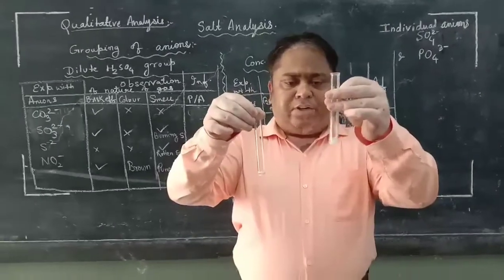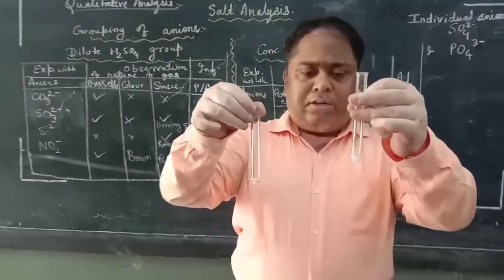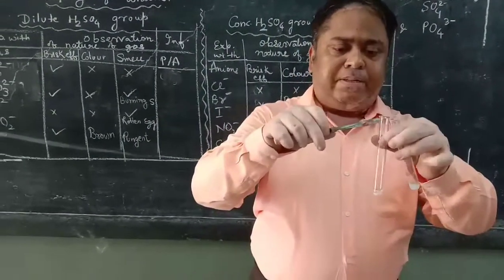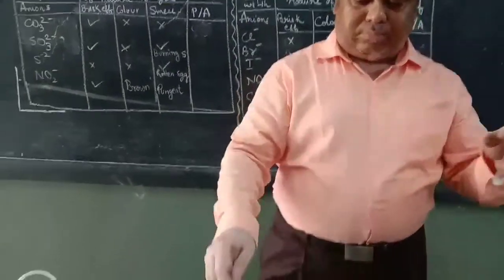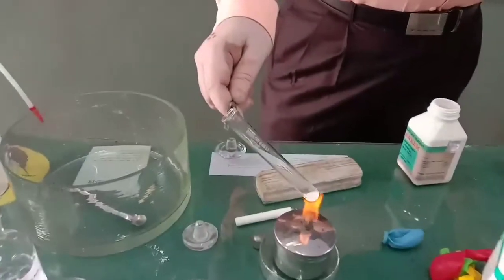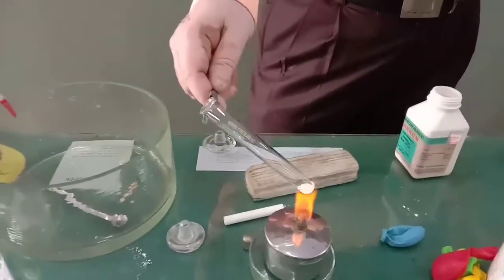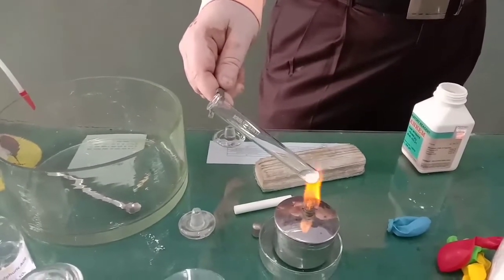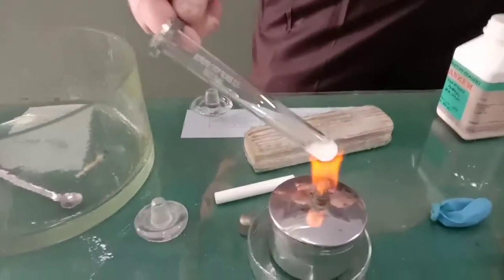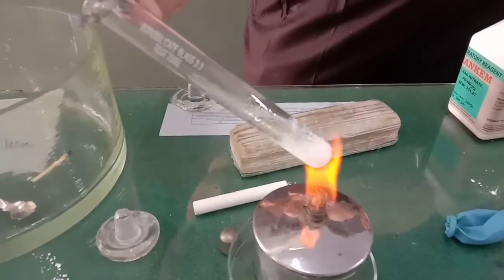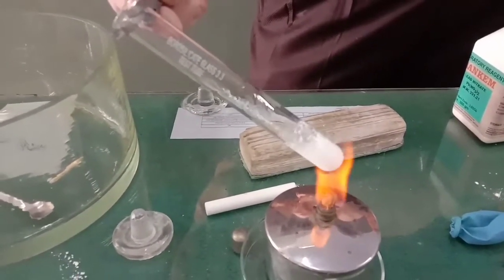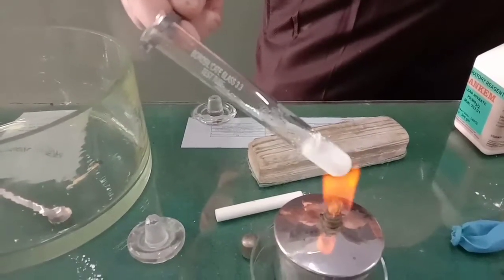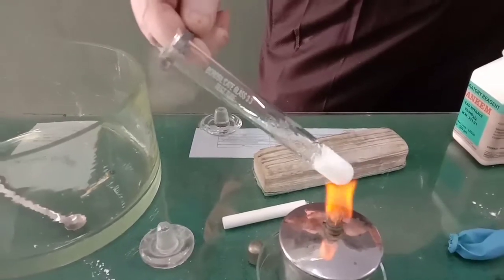With dilute sulfuric acid, we saw that the fumes were coming, but they were not that much prominent. But with concentrated sulfuric acid, what happens? Let us see. Take care that you should keep the mouth of the test tube away from your friends and away from you also. Here you will see that the brown fumes which are coming from the mouth of the test tube are more prominent.